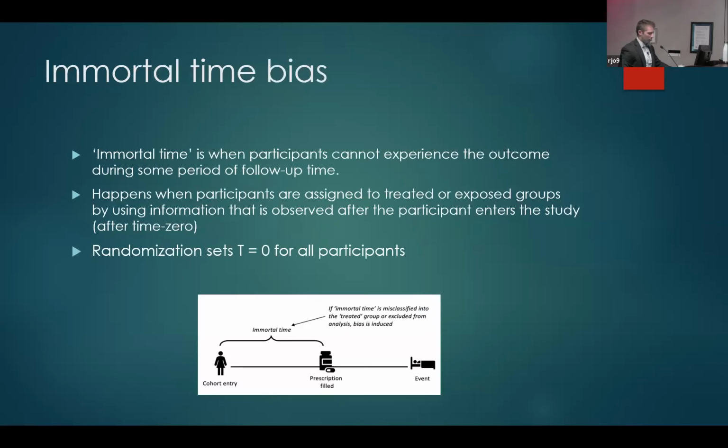The other important aspect of randomization is that you eliminate something called immortal time bias, which I'm going to spend a little more time on. It's kind of confusing, I think, hard for me to understand. But immortal time is when a participant in a study cannot experience an outcome during some period of follow-up time for some reason, usually because their health is so bad. So let me start off with an example because I think it makes more sense that way.